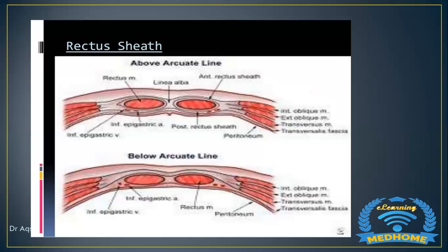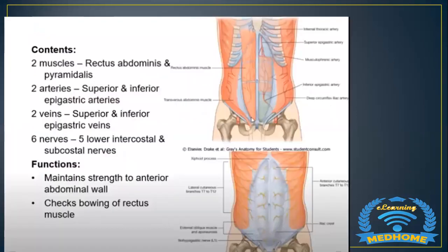Okay, so now coming to the contents of the rectus sheath. You can remember the formula of 2, 2, 2, and 6. Two muscles will be there: the rectus abdominis and pyramidalis. Two arteries: the superior and the inferior epigastric arteries. We have two veins: the superior and inferior epigastric veins. So arteries and veins are similar. And we have six nerves: the five lower intercostal nerves and one subcostal nerve.